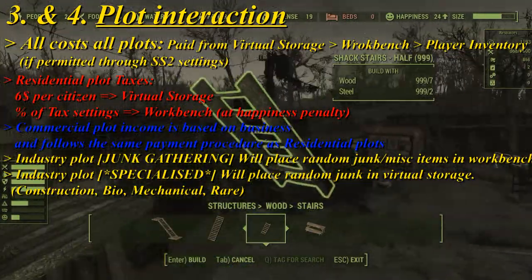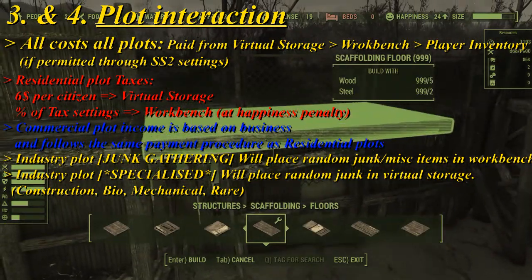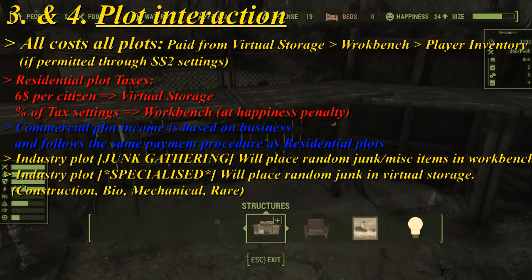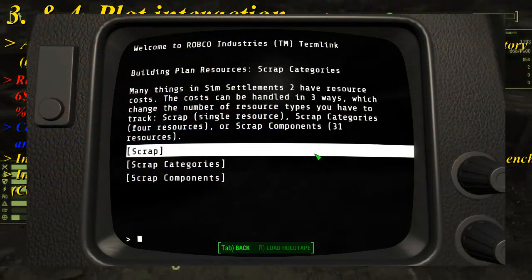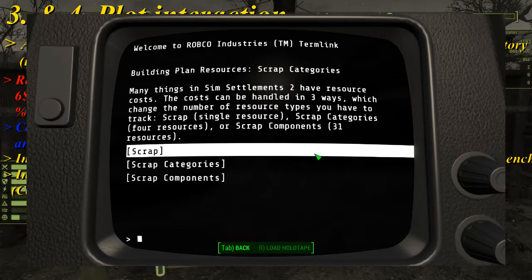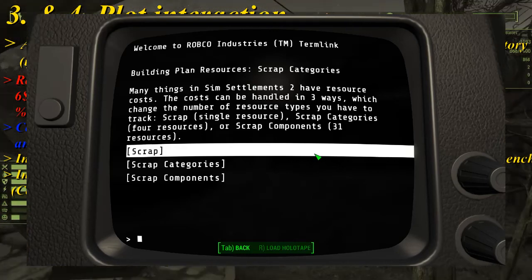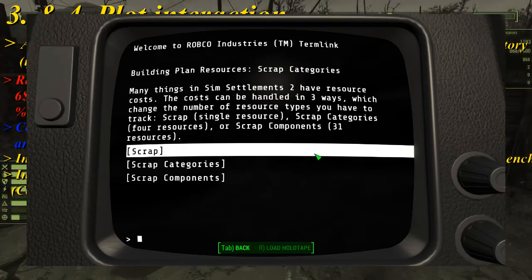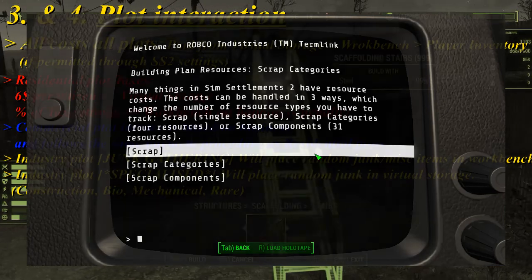comes in 3 flavors. You can put all the stuff that your industrial plot produces into one class. That is the most basic one. You can put it into 4 types of groups, or you can use the 31 component system, which can be tricky because sometimes you run out of certain components and it's very hard to get them, so you need to personally donate them into the virtual storage.